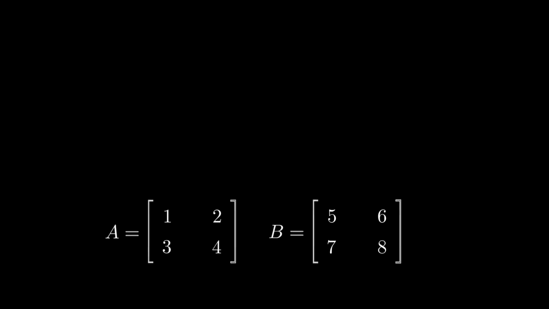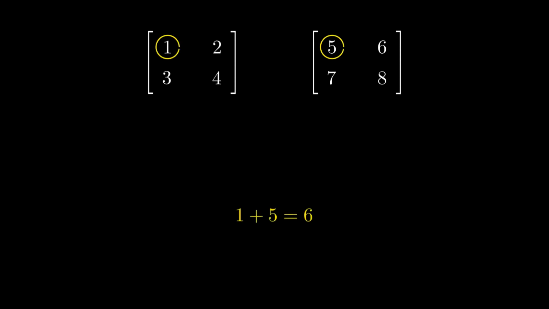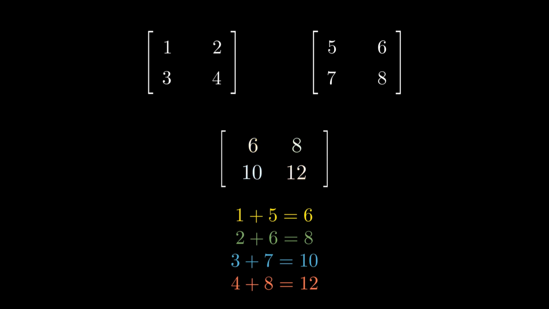Let's now go through an example of matrix addition. Here we have matrices A and B, and we will see how they are added. As you can see, each corresponding element is being added together to form a matrix of the exact same dimension as the original two matrices.